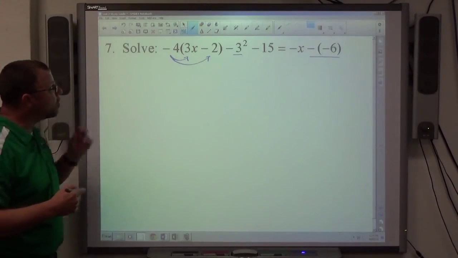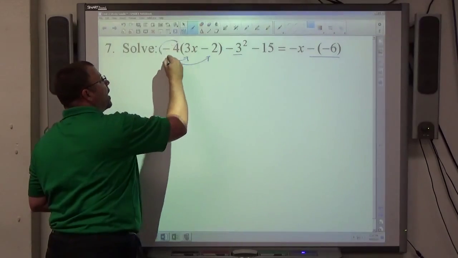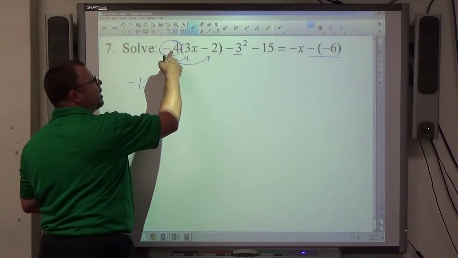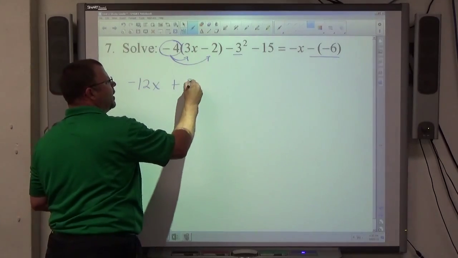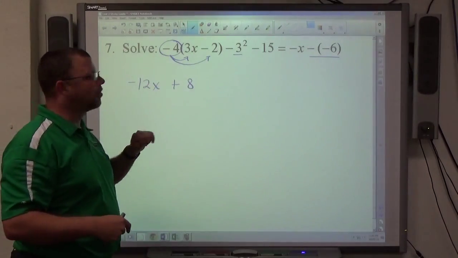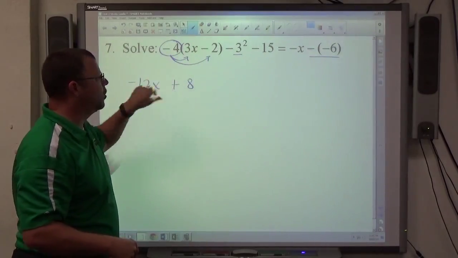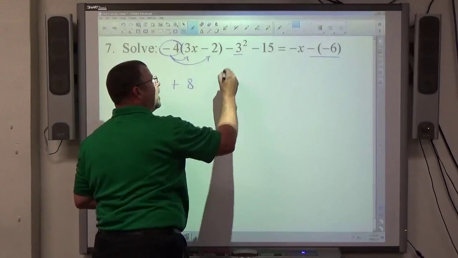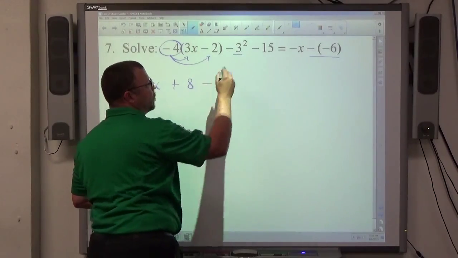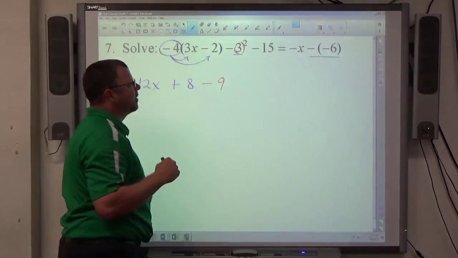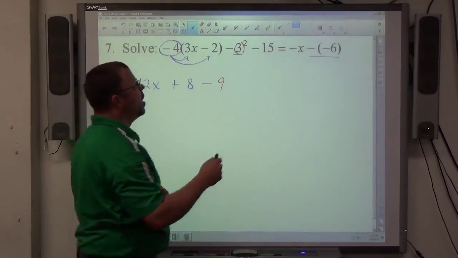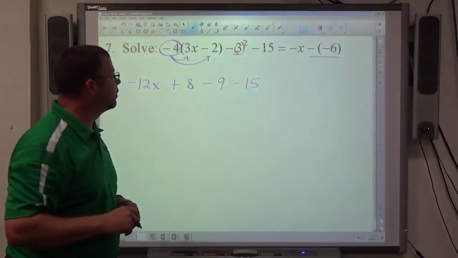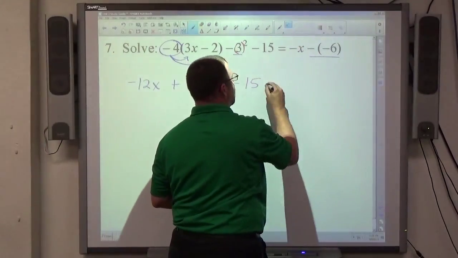All right. So negative 4, which is what's actually being multiplied, negative 4 times 3x is negative 12x. And negative 4 and negative 2 make positive 8. So negative 12x plus 8 is the result. There's 2 objects in here. You should get 2 objects after you multiply. 3 squared is 9. The minus sign happens after the square. So the 3 is being squared, not the minus sign. It stays minus 9. Minus 15 is just kind of hanging out, not doing anything, so it's going to stay minus 15. Equals is still equals.